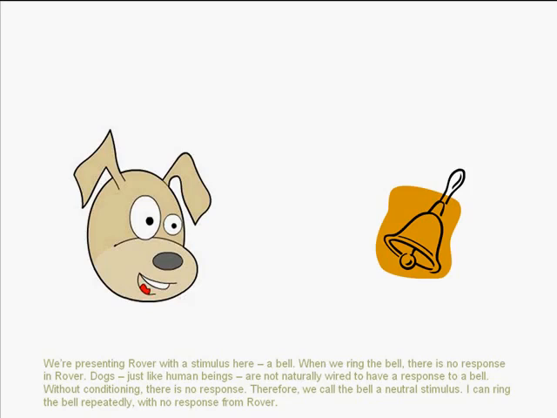We're presenting Rover with a stimulus here, a bell. When we ring the bell, there's no response in Rover. That's because dogs, just like human beings, are not naturally wired to have a response to a bell. Without conditioning, there is no response. Therefore, we call the bell a neutral stimulus. I can ring the bell repeatedly with no response from Rover.